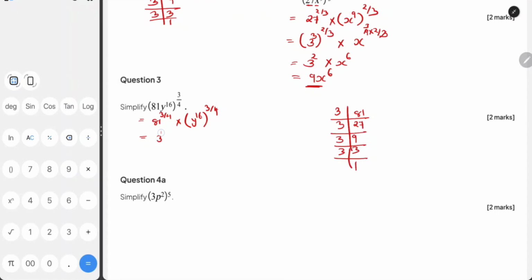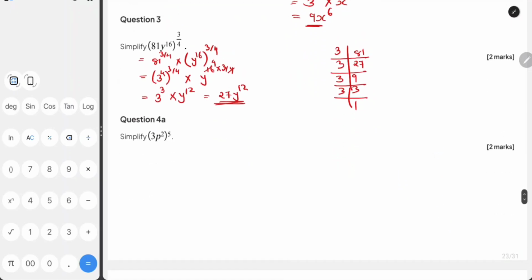So that's 3 raised to 4 to the power 3 by 4 times y to the power 16 times 3 by 4, because power is multiplied. So now this 4 times 3 by 4 is 3 only, so that's 3 to the power 3, and y to the power, if you cut it, it is y to the power 12. So your answer is 27 y raised to 12.